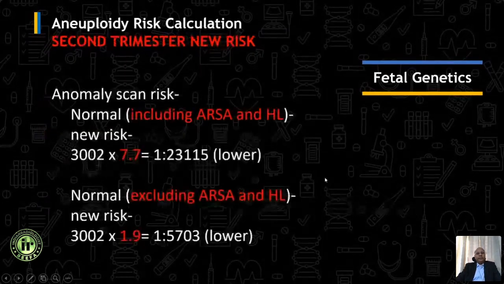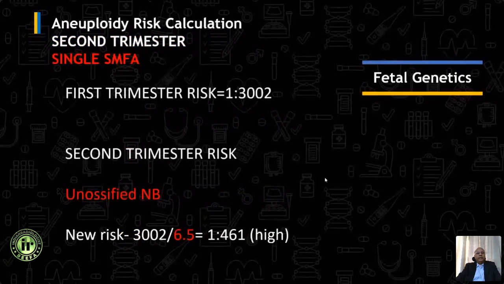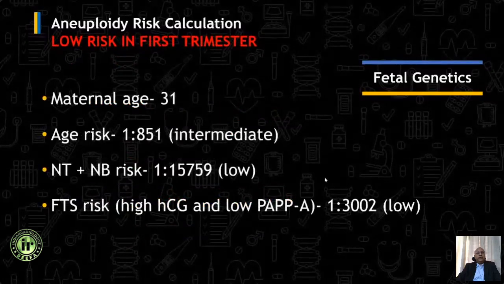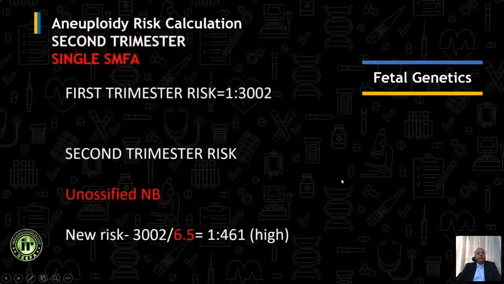There are a lot of examples which I have put up, which can make us understand how to calculate risk. When we have a single sonographic marker of fetal aneuploidy in the second trimester, then it is easy to calculate the risk. So let us say the patient comes with a first trimester risk of 1 in 3002, and we find an unossified nasal bone.